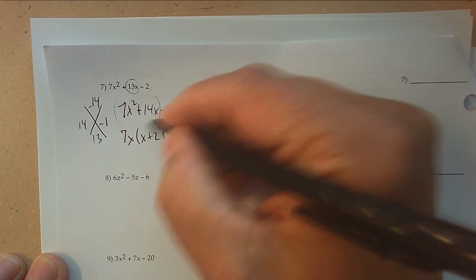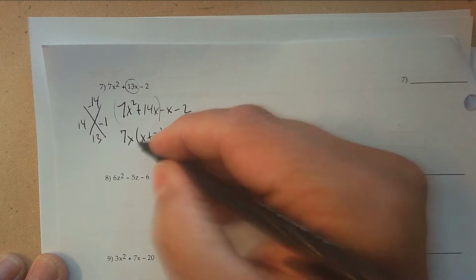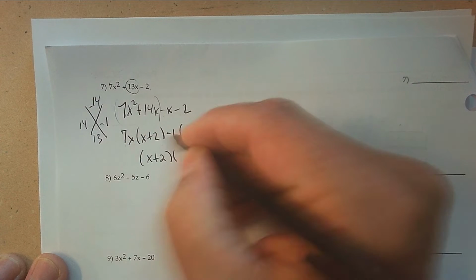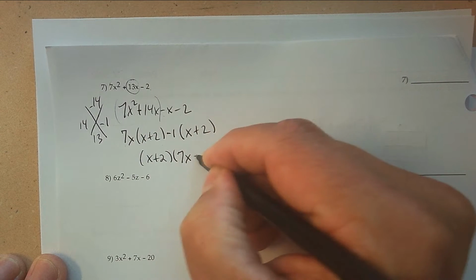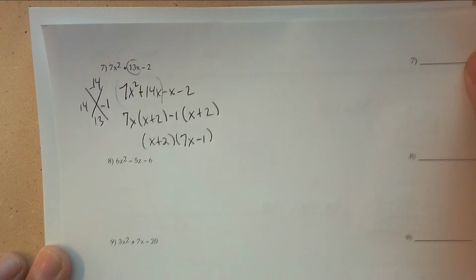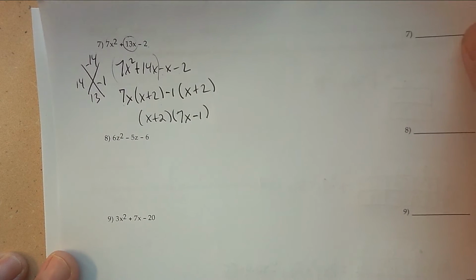Remember, you can distribute to make sure they're equal. Notice they have a common factor. That's good. That's x plus 2, and then the other part is 7x that's left behind, and subtract 1. That's factoring by grouping when it's not a simple trinomial. Here's another example.